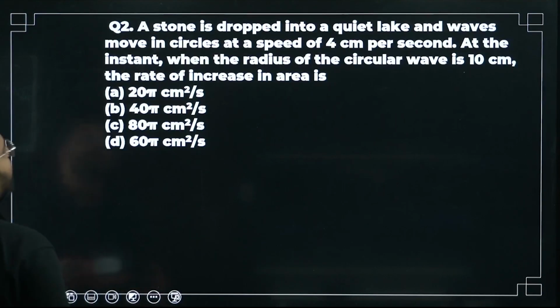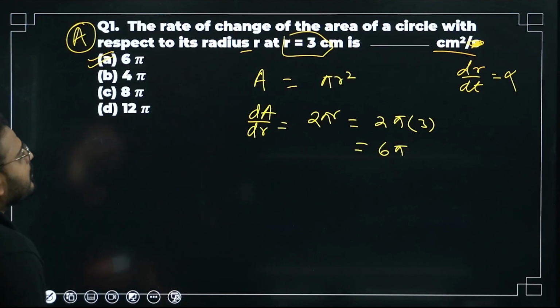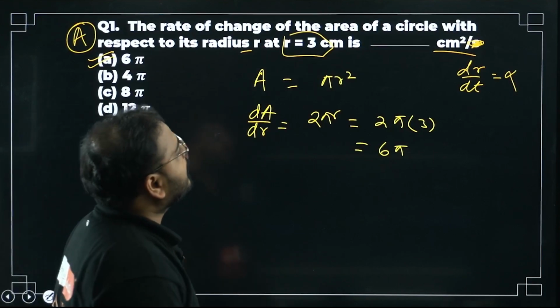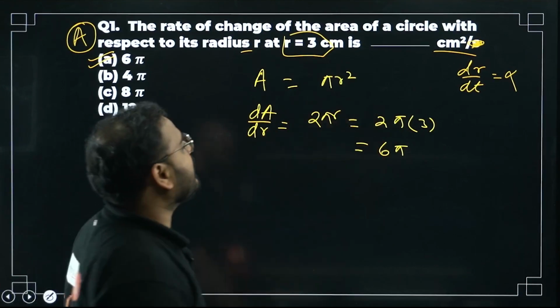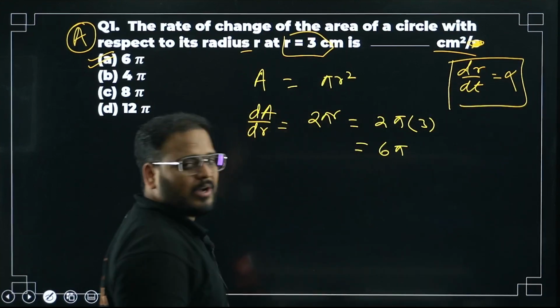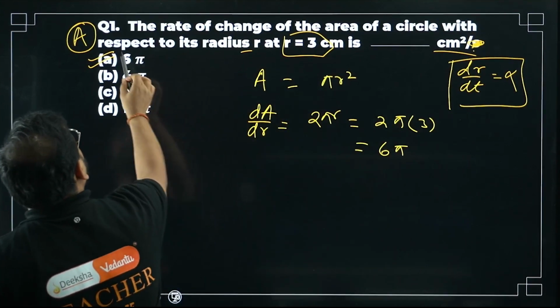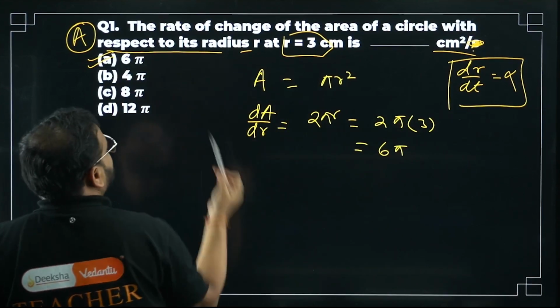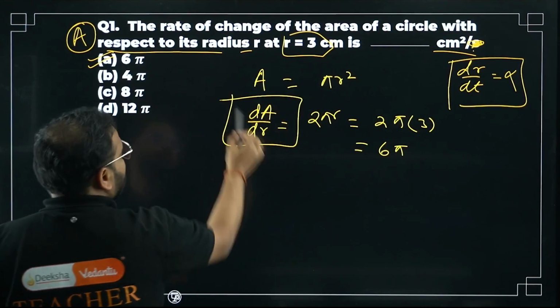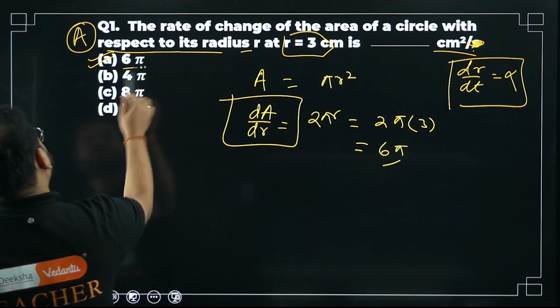So question number 2. A stone is dropped into a quiet lake. So the previous one is clear, right? No problem whatsoever. There's a mistake. There has to be dr by dt. Either this has to be given, or they cannot ask that. So actually it's a mistake. Actually they have also given here, see, with respect to radius. So that's why we are looking for dA by dr. The answer will be simply 6 pi. Please have a look.